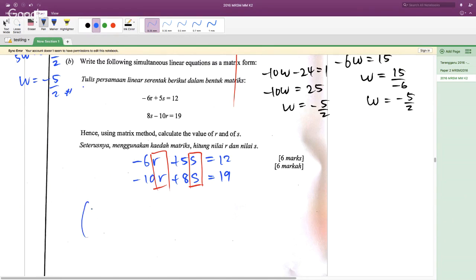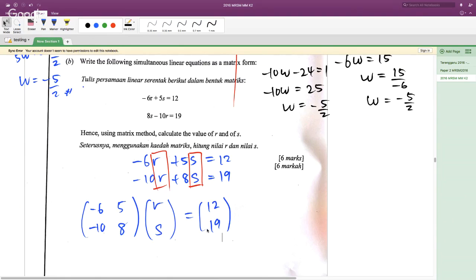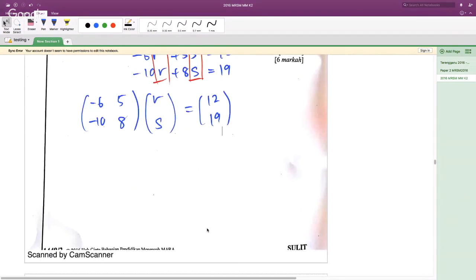So this one I can say this is -6, -10. This is 5, and then 8. And then since it's R first, so R is on the top, S second. So you get 12, 19. All right, so you must always double check in order to get the question correct.